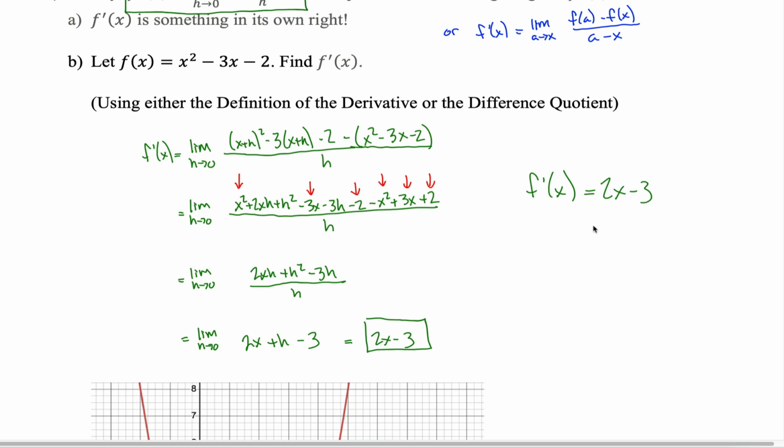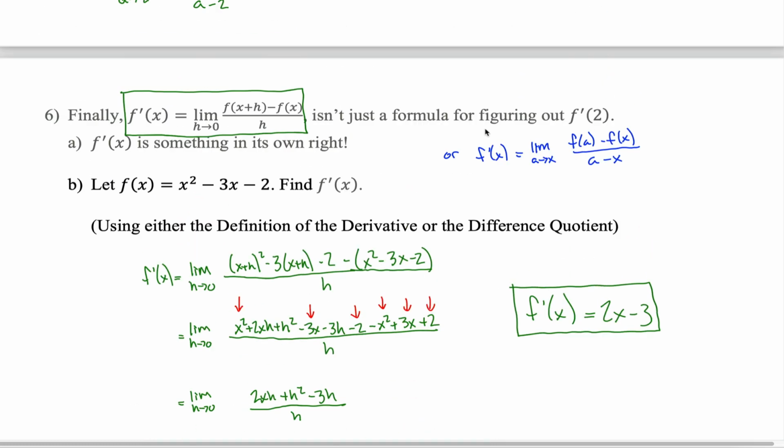This is not one of those answers where you are just done when you get the answer. This is one of those answers where I really want you to think about what this means. This is so incredibly powerful. I can't emphasize it enough. This is saying that the slope of the tangent line to this function, f of x equals x squared minus 3x minus 2, at any value x is 2x minus 3.